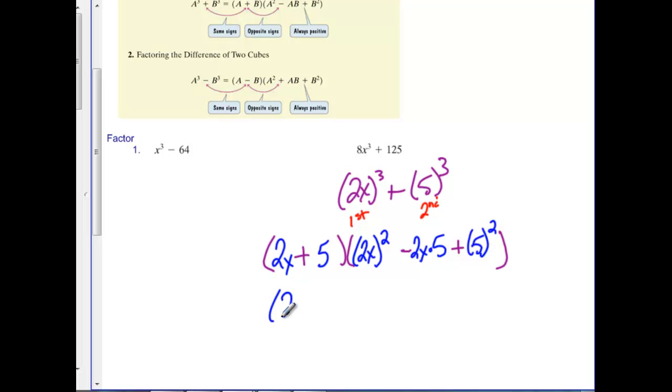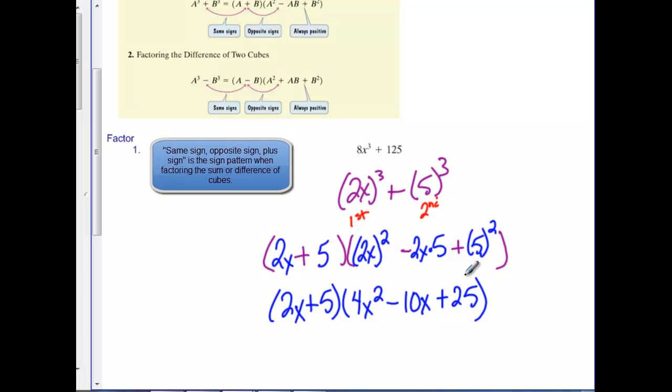And I'm going to rewrite it. So I'm going to have 2x plus 5 times, what's 2x squared? Yes, 4x squared. Then minus 10x plus, perfect. So same sign, opposite sign, plus sign. One of the first, one of the second. No. So it's going to be plus minus plus. But these follow the same pattern, and truly, you just have to do enough to memorize them.